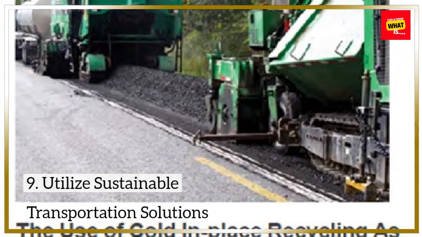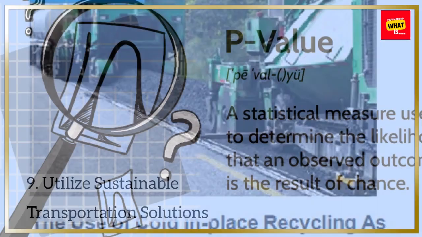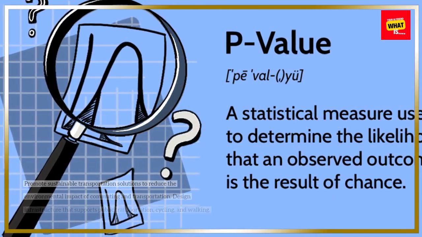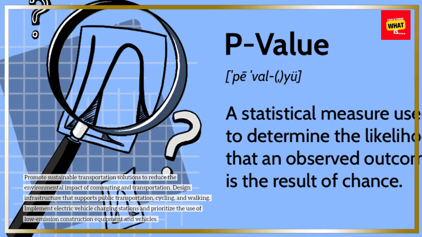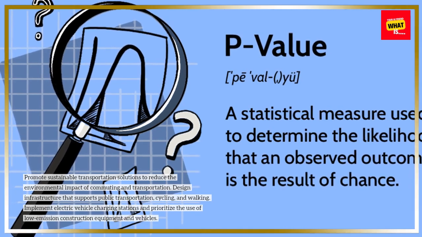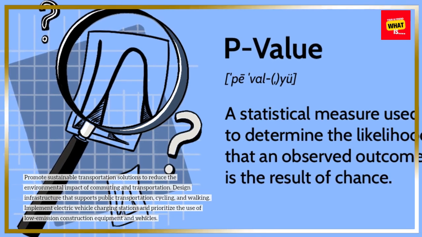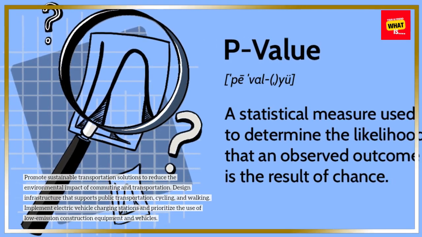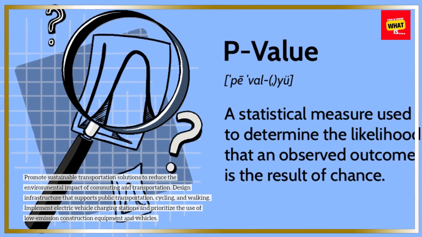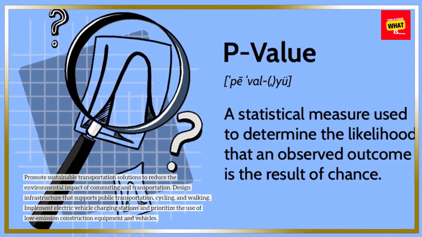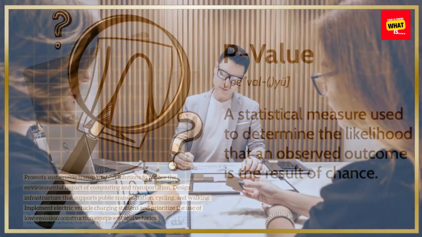9. Utilize sustainable transportation solutions. Promote sustainable transportation solutions to reduce the environmental impact of commuting and transportation. Design infrastructure that supports public transportation, cycling, and walking. Implement electric vehicle charging stations and prioritize the use of low-emission construction equipment and vehicles.